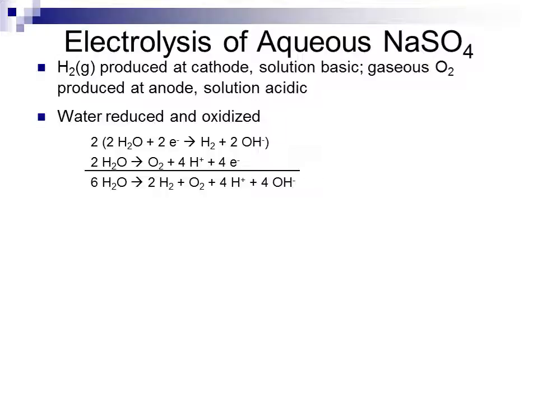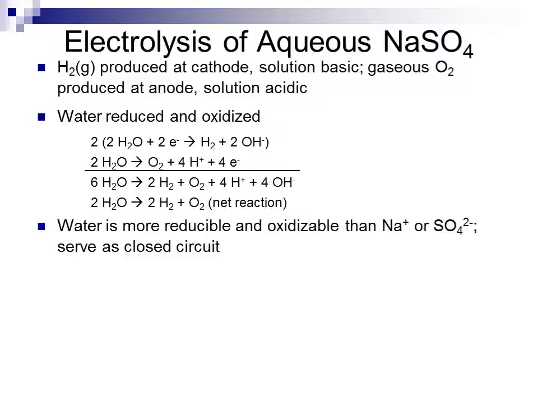Our net reaction is taking 6 waters, producing 2 hydrogens, 1 oxygen, 4 H pluses, and 4 OH minuses. Now looking at this, we can combine the H plus and the OH minus back into water. So the net reaction, producing 4 water on the right-hand side, using 6 water on the left-hand side, is that 2 waters form 2 hydrogen gas plus an oxygen gas. This is what happens when we run current through a solution of sodium sulfate.